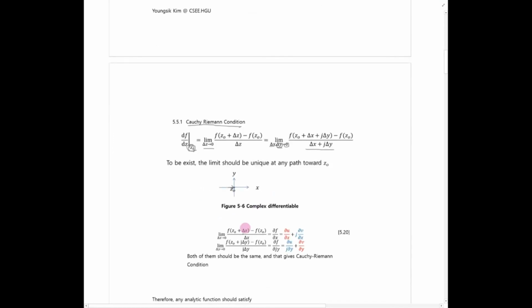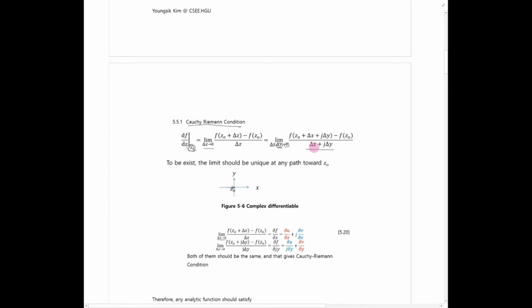One is that delta y is already 0, then we can approach along the x-axis. So that's this part. We take delta x approaching 0, but we assume that delta y is already 0. And this one is a differentiation by change of x. We would like to take a differentiation at the g0 point by moving delta x. So that is this one.